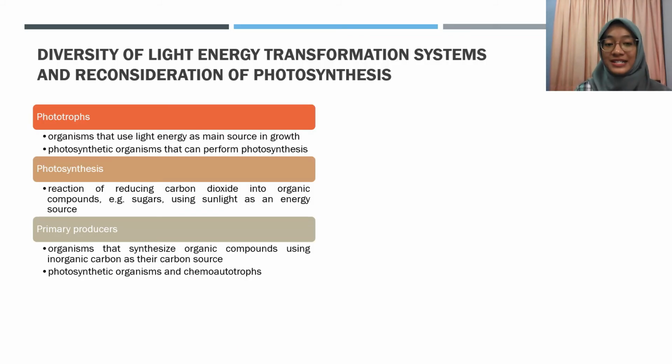Phototrophs are organisms that use light energy as their main source to grow. Phototrophs are also photosynthetic organisms that can perform photosynthesis. Next is photosynthesis. Photosynthesis is a reaction of reducing carbon dioxide into organic compounds like sugar, using sunlight as an energy source. Primary producers are organisms that synthesize organic compounds using inorganic carbon as their carbon source. Primary producers are photosynthetic organisms like land plants, algae, photosynthetic bacteria, and chemoautotrophs.